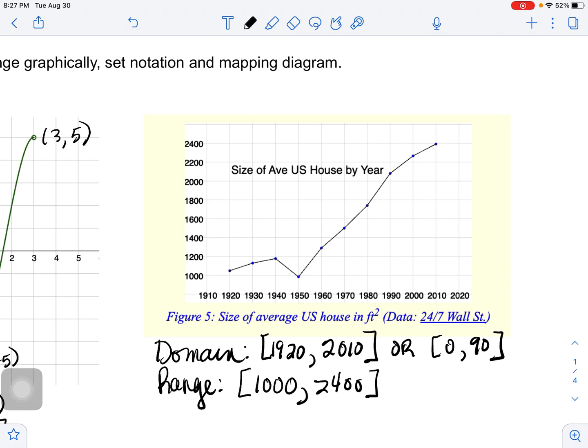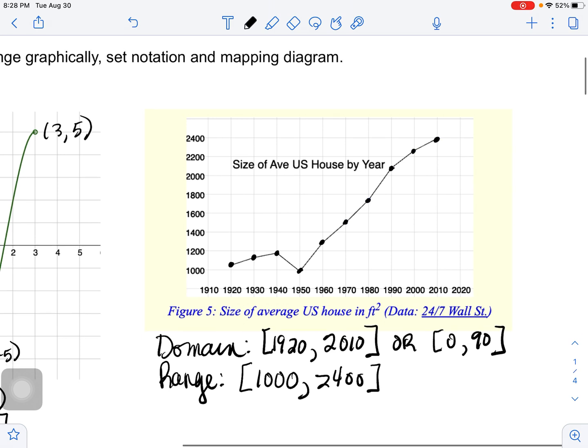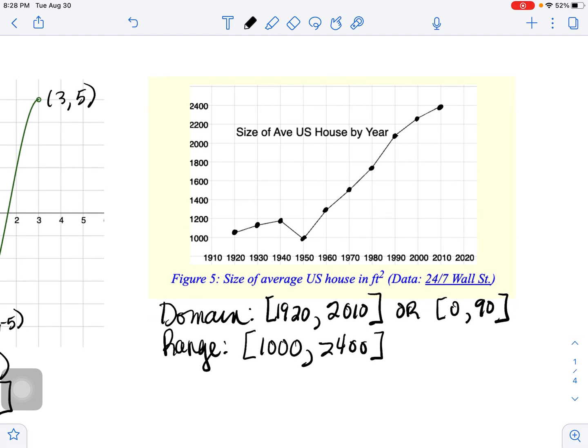For this particular graph, notice that there are designated dots along the graph. And those can also be written as ordered pairs, which would indicate a set of inputs along with a set of outputs.